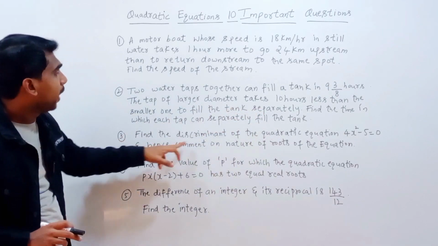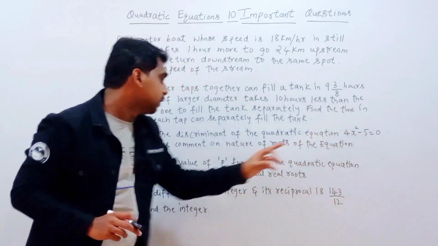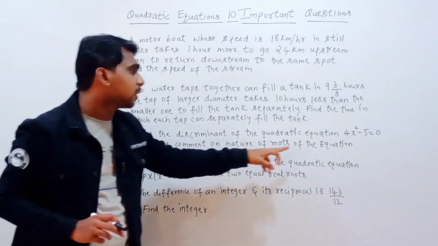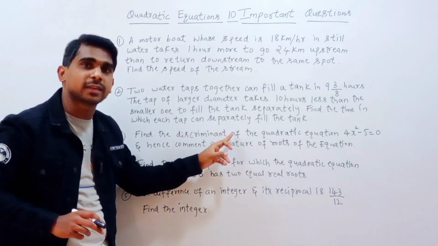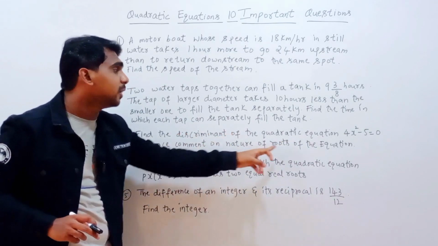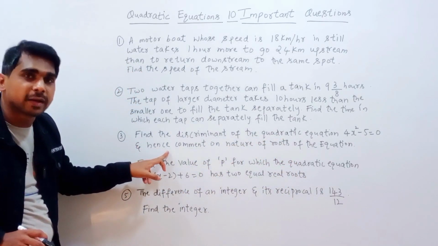Third question. Find the discriminant of the quadratic equation 4x square minus 5 is equal to 0 and hence comment on nature of the roots. Here discriminant means we should find b square minus 4ac and we should comment on the nature of roots. Next, this question is asked for 2 marks.